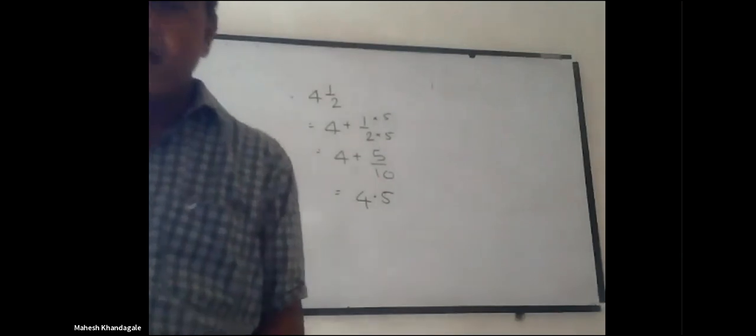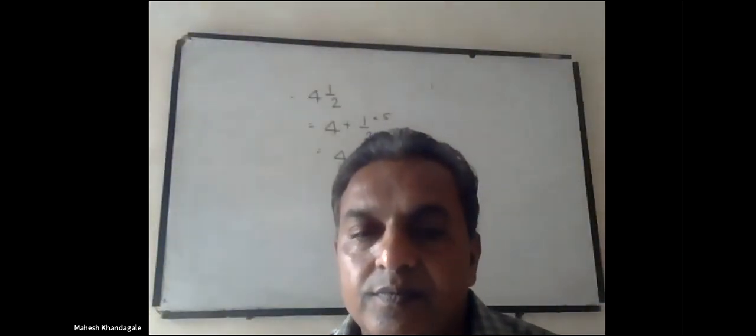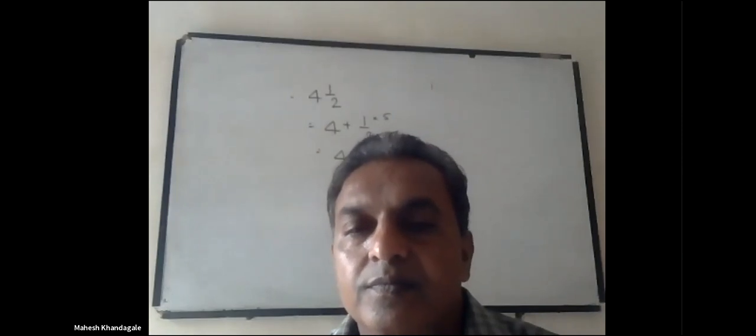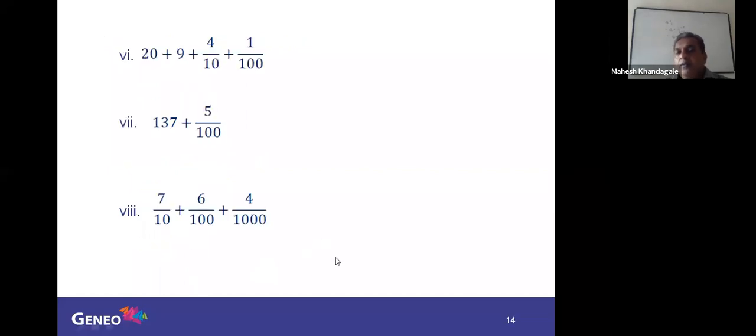Understood? So this is 4.5. So similarly, next question, fast I'll write. So 29, 4 by 10. So 2 tens unit, tens place पे आएगा, 9 units place पे, 4 after the decimal and 1.